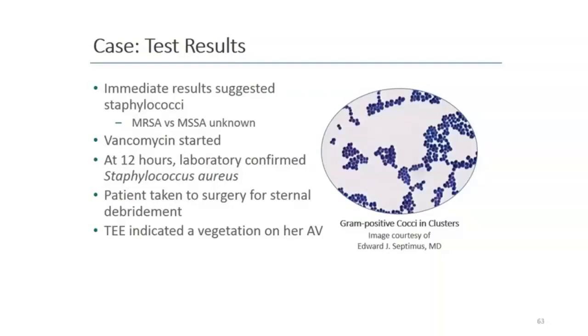And so I started initially vancomycin because I did not know if it was MRSA or MSSA. At 12 hours, the laboratory confirmed it was Staph aureus. The patient was taken to surgery, and the patient actually had a vegetation on her aortic valve.